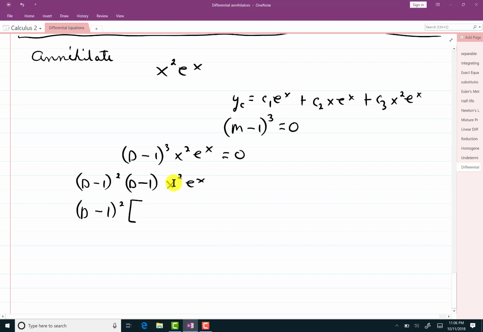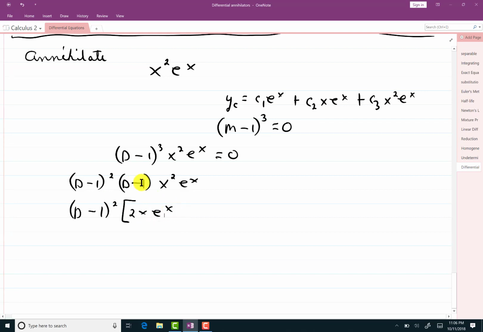So first, the d part: I'll take the derivative of x squared. I'll get 2x. I'll leave the e to the x alone. But then I will leave x squared alone and eliminate e to the x. Now the minus 1 means that I put x squared e to the x. So you can see already the x squared part is gone. Now let me continue this. I'm going to do d minus 1 of 2x e to the x.